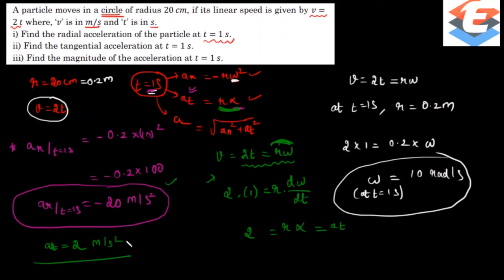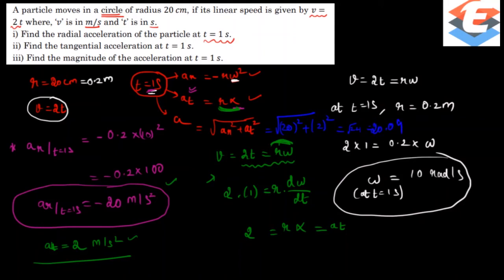So now I got the radial acceleration, I got the tangential acceleration. So what are we left with? The magnitude. That is going to be equal to the root of radial acceleration, 20 meter per second square, squared, plus tangential, 2 meter per second square, squared. So solve this. That is going to be root of 404, which will be equal to 20.09.